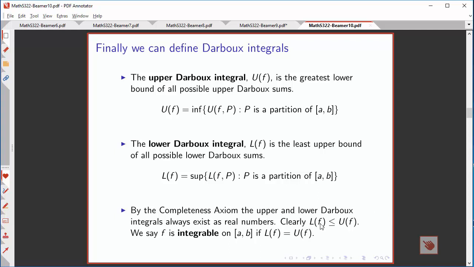And so, since the lower Darboux integral is less than or equal to the upper Darboux integral, we can finally define the integral of f. If these quantities happen to equal one another, which is in fact usually the case, then we say that f is integrable on the closed interval from a to b, and the common value of these two Darboux integrals is the integral of the function. So we have successfully defined the integral of a function in a way that never mentions differential calculus.